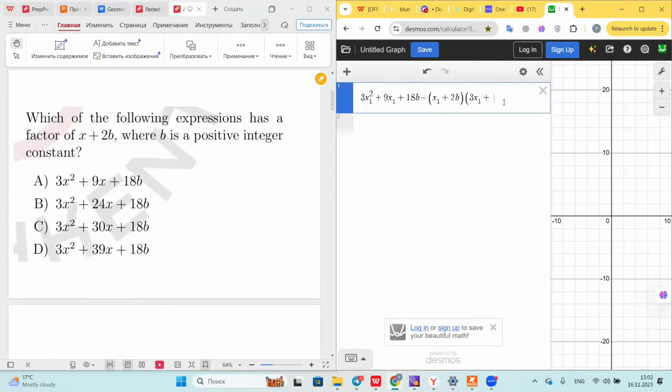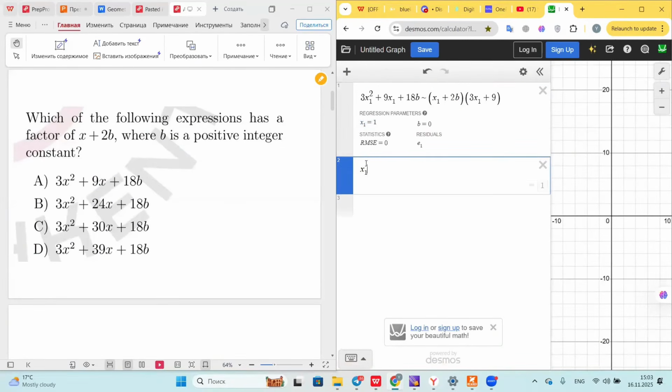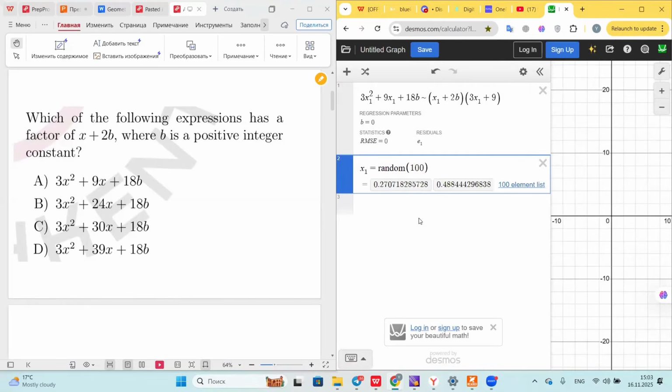18b, you should multiply it, like from 2b to 18b, you should multiply it by 9. It gives you this result. Since there is only one parameter b, it's enough to use Desmos by itself. No need to do x1 random 100, but if you do it, it is still okay. Nothing changes. It means the first option is wrong.